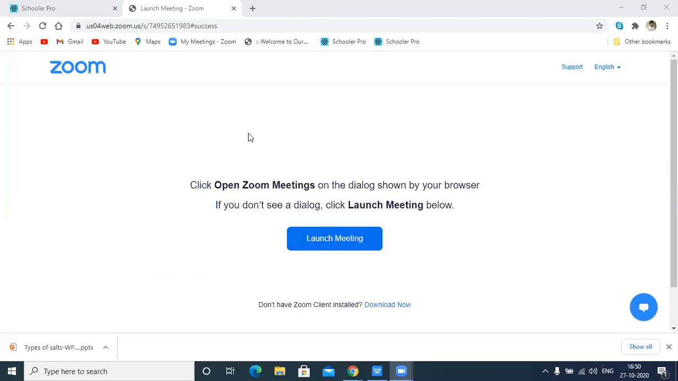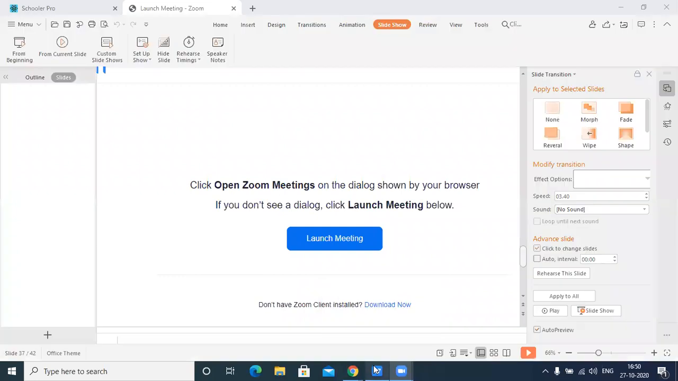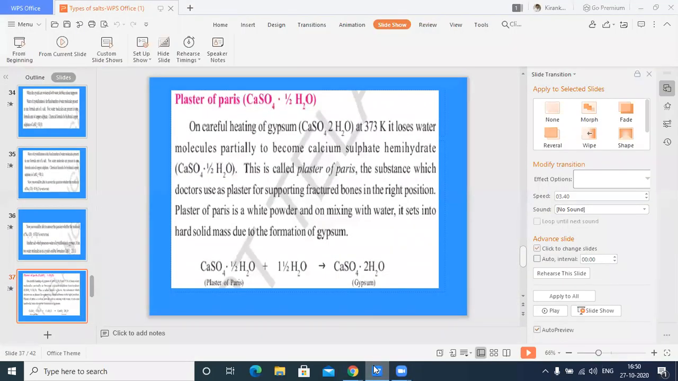Today we are going to complete this lesson, acids, bases, and salts. So already we have discussed different types of acids, bases, and salts. All these things we have discussed. Now the next leftover topic in this lesson is plaster of Paris.